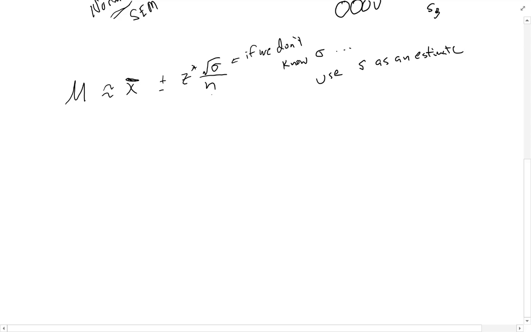And again, we almost never know sigma. We don't have data from the entire population. We can't calculate the standard deviation from the whole population, even though Excel or your calculator will spit one out. That's not really the population standard deviation. You're looking at a subset. So we want to use that s number that comes up there. And it turns out that if we're using s instead of sigma, instead of having a normal distribution, we end up with the t distribution.